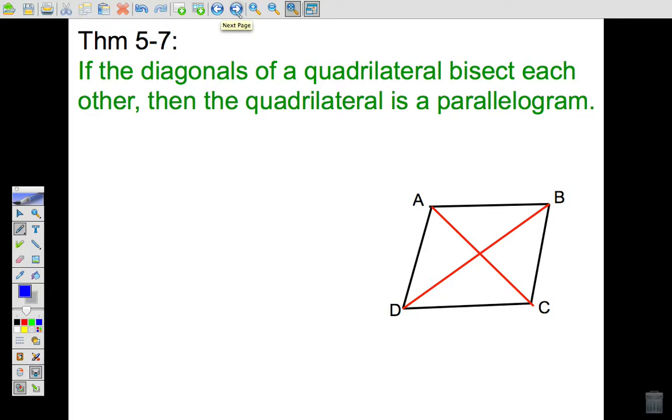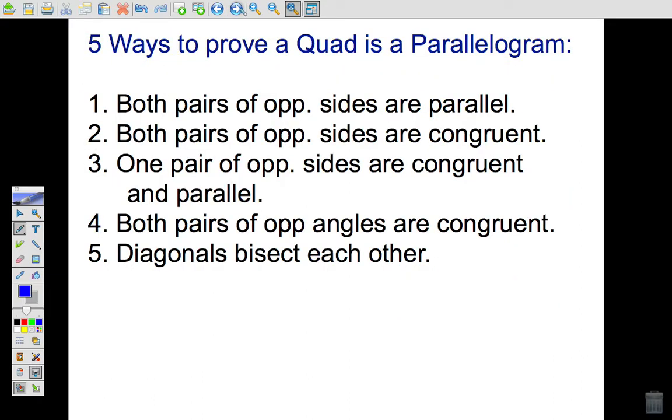And finally, copy down theorem 5.7. If the diagonals of a quadrilateral bisect each other, so in other words, if we have a four-sided figure and we find out that they cut each other into two equal parts, so AC is cut into two equal parts like that, and DB is cut into two equal parts like this, it's got to be a parallelogram.